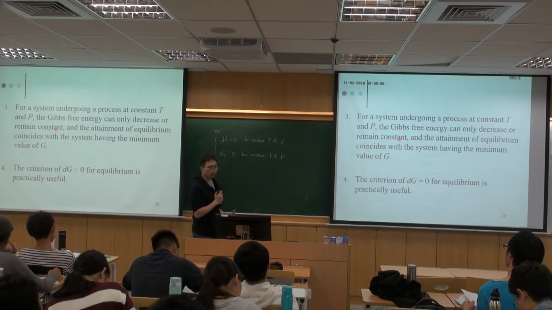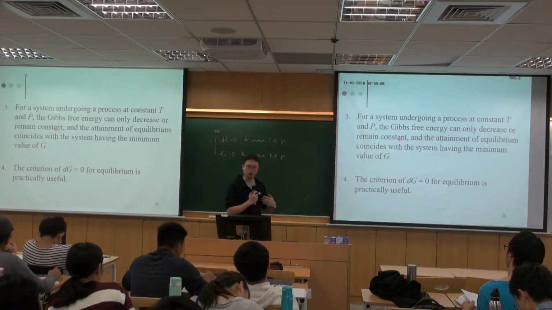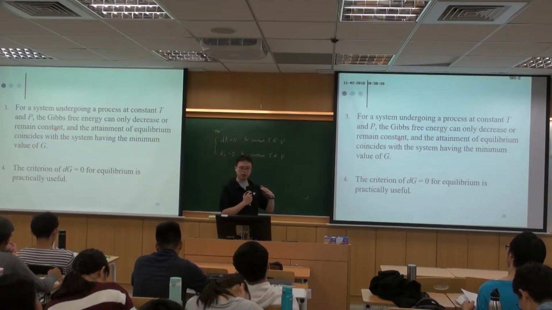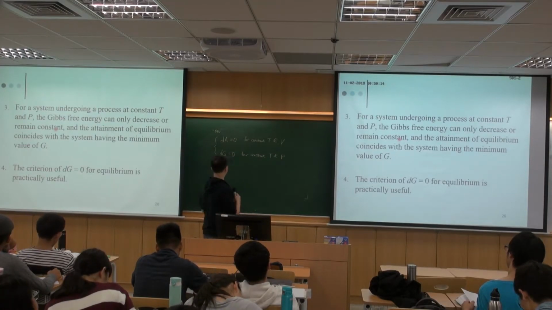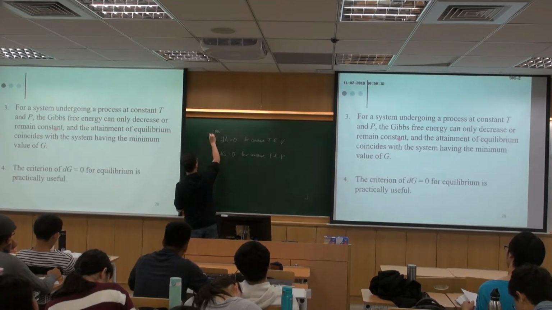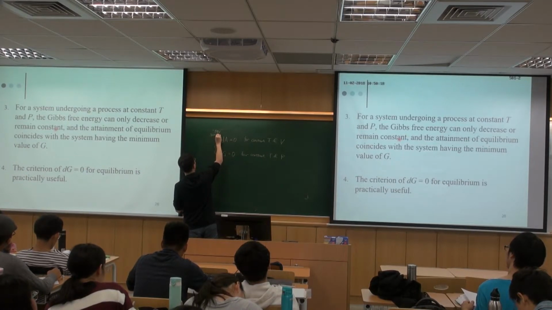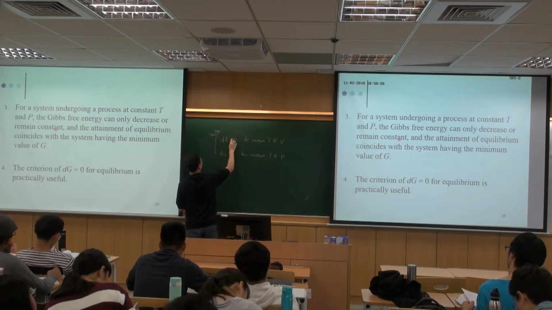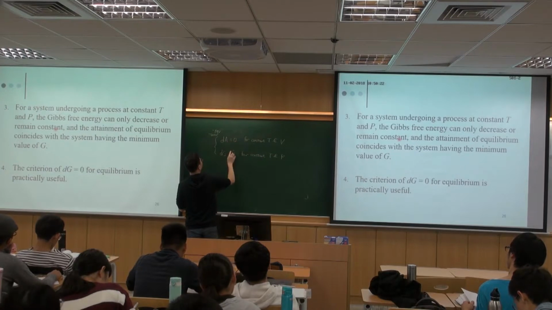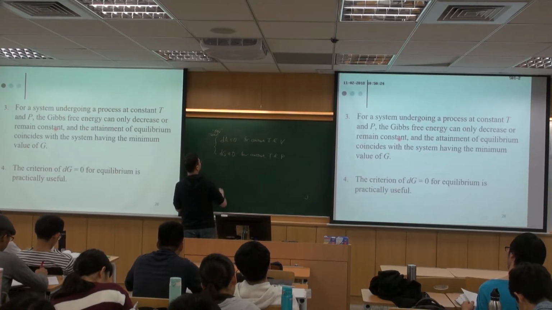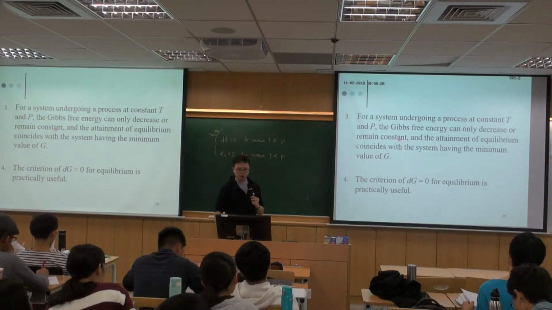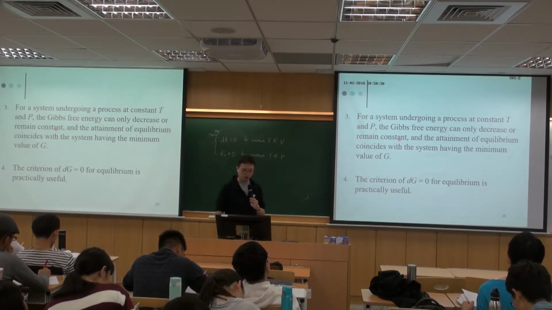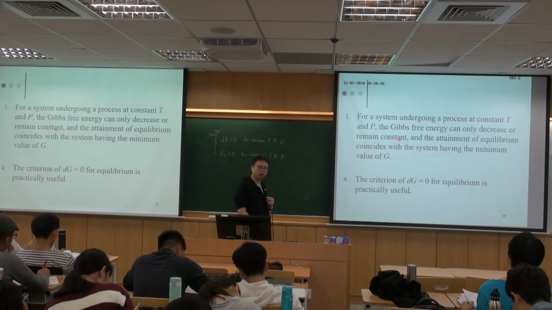And if you have a spontaneous process or irreversible process, it will decrease. Therefore, it's less than 0. Okay. So if you take the irreversible process also into account, then this will be... So the criterion for dG is 0 for equilibrium is particularly useful.